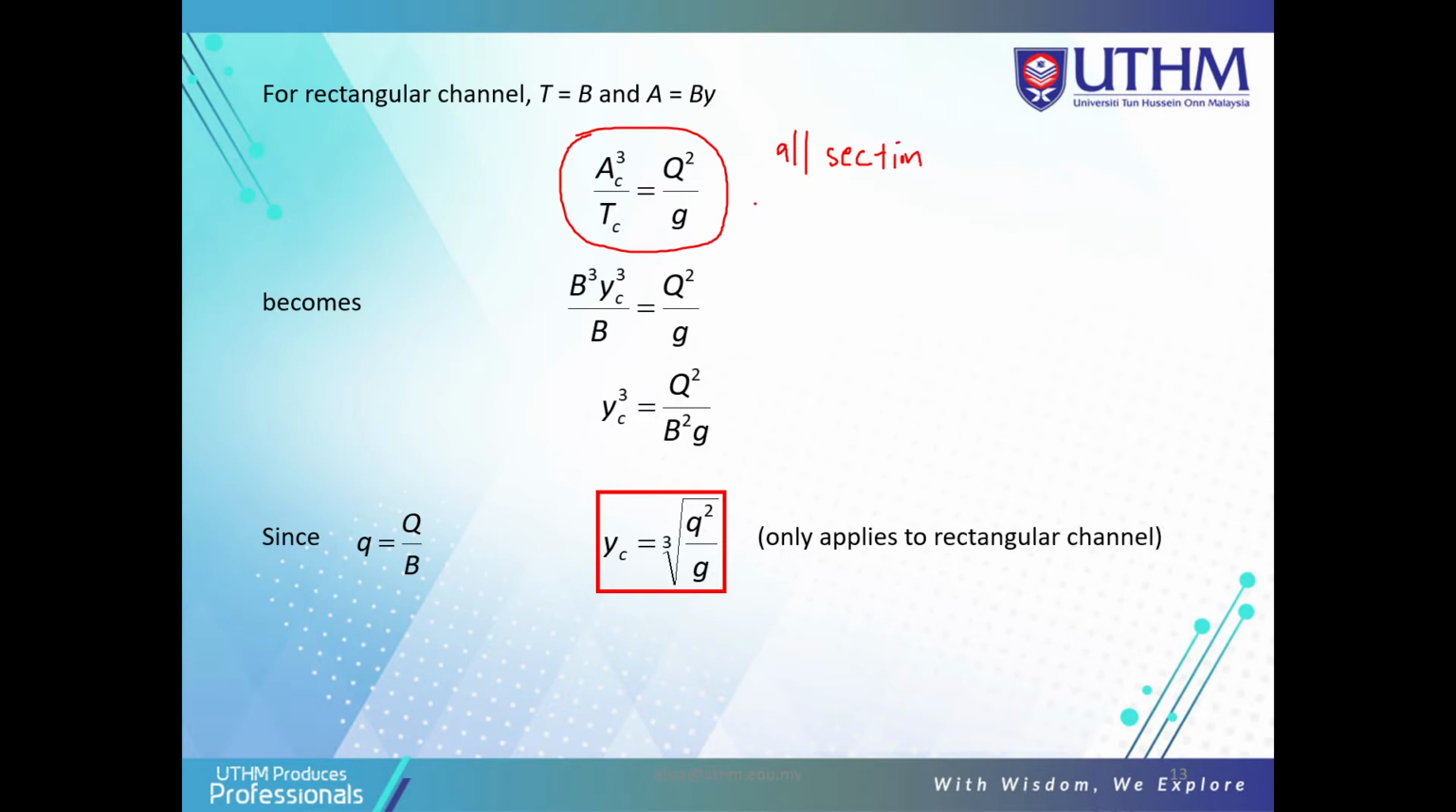Okay, so this is the formula for all sections. For a rectangular channel, you can put the A based on B and Y here. So we get A is B times Y, and the T, or Tc, is also B. T is equal to B here. This is for the rectangular section.